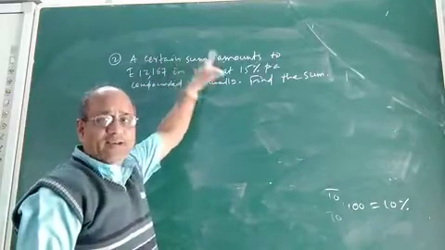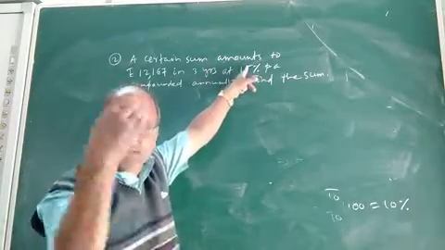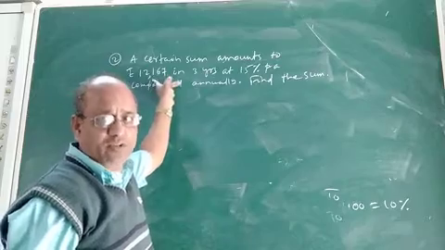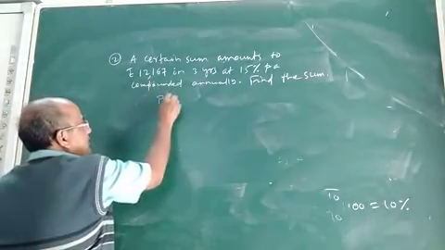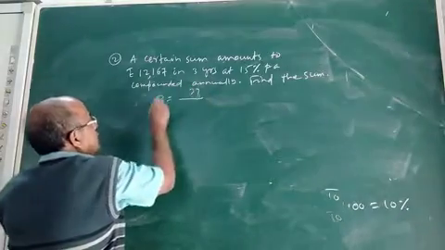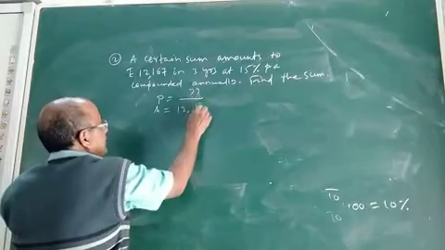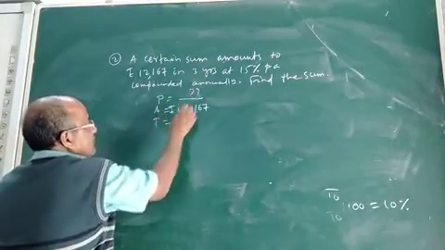The question says a certain sum of money. We do not know the sum, or the principal. It amounts to, means it becomes, rupees 12,167. So this is the amount. We do not know P; we have to find it out. The amount is given as rupees 12,167.